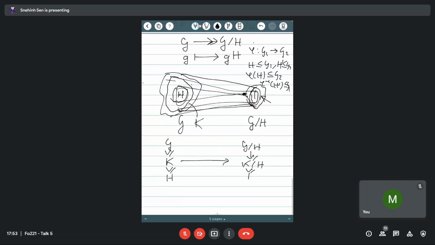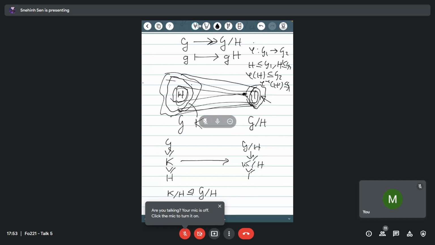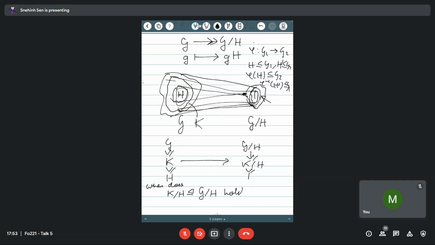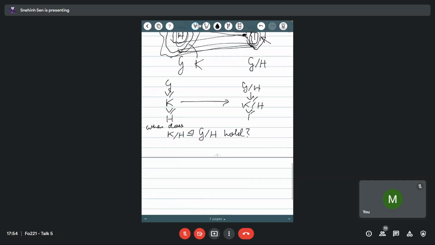My question is, when does this hold? Or when does this hold? My question is not whether this holds, but when does this hold? So just think about this. I'll state an answer later on, but it's a good habit to try to answer it yourself.